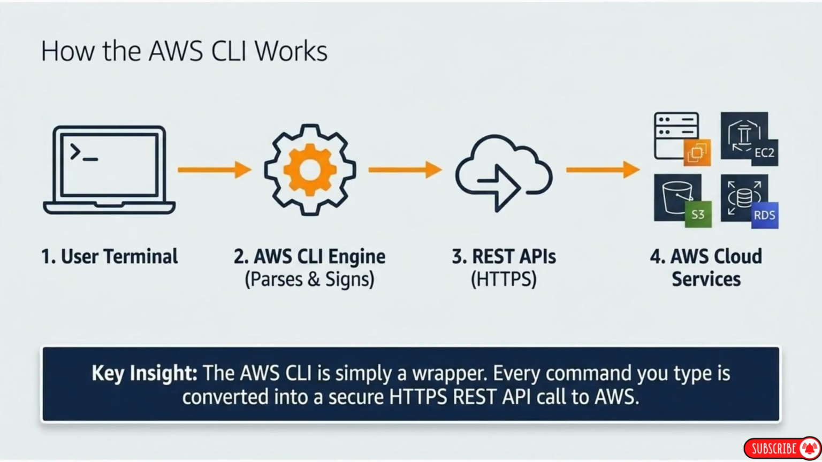When you type an AWS CLI command, the CLI is not magic. It is a wrapper around AWS APIs. First, you type a command in the terminal. Then, AWS CLI parses the command, checks your credentials, signs the request securely, and sends it to AWS through HTTPS. AWS processes the API request and returns the response. So when you run aws s3 ls, behind the scenes, AWS CLI is calling the S3 API securely.